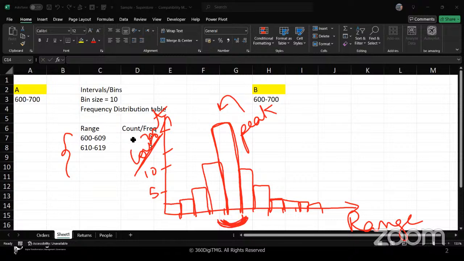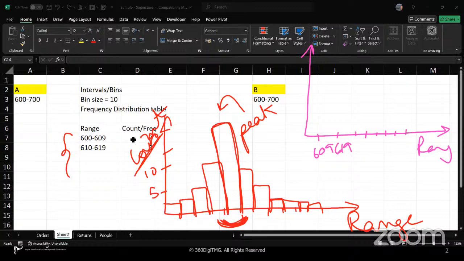Now let's say I created the same chart for Training Institute B. Same ranges of 609, 619, 629, 639, 649, and so on, and the same 5, 10, 15, 20 count. Let's say the chart looks like this.